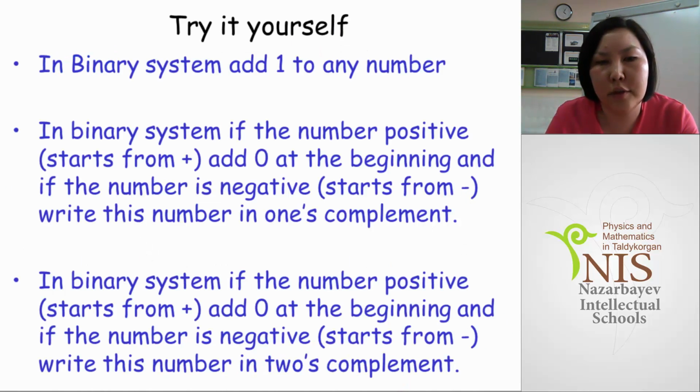Here are 3 examples, 3 tasks for you just to try at home. The easiest one of them, in binary system, add 1 to any number. Also, in binary system, if the number is positive, starts from plus, add 0 at the beginning, and if the number is negative, starts from minus, write this number in 1's complement.